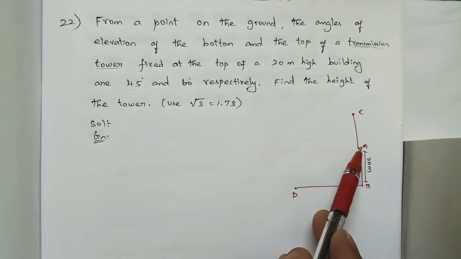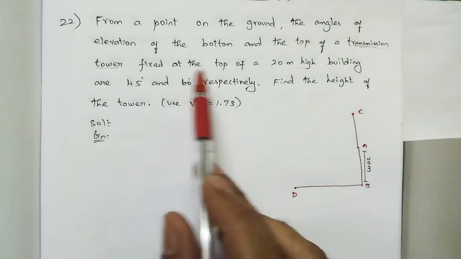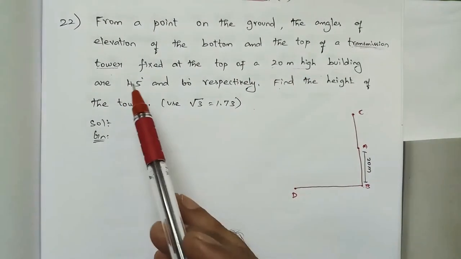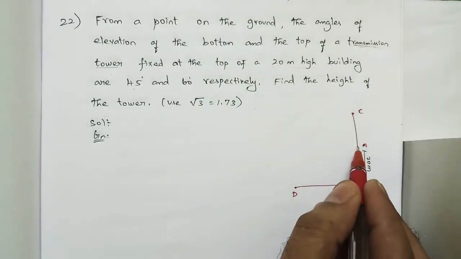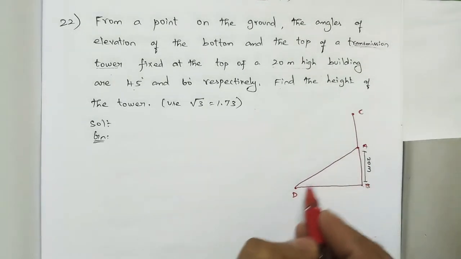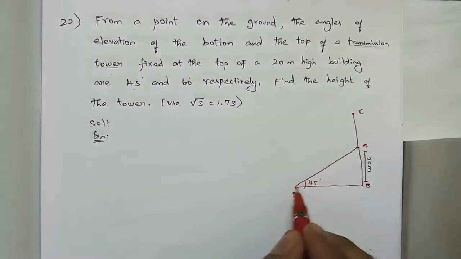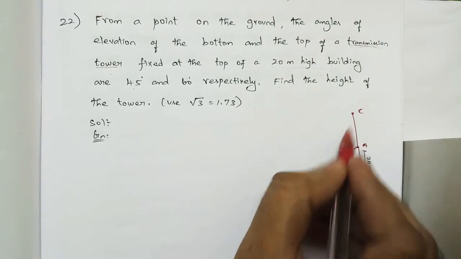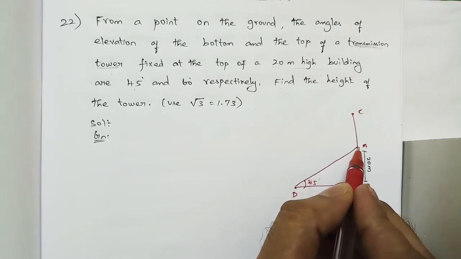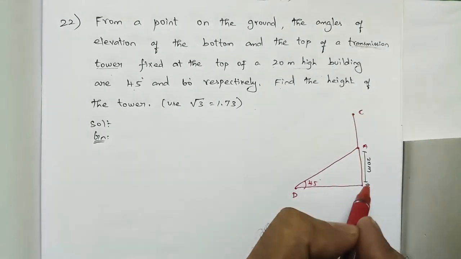The bottom of the tower is point A, and the top of the transmission tower is point C. The bottom and top of a transmission tower fixed at the top of a 20 meter high building are 45 degree and 60 degree. The angle of elevation of the bottom of the transmission tower is 45 degree, and this is the line of sight, the horizontal line. AC is the transmission tower, A is the bottom of the tower, and C is the top of the tower. AB is the 20 meter high building.